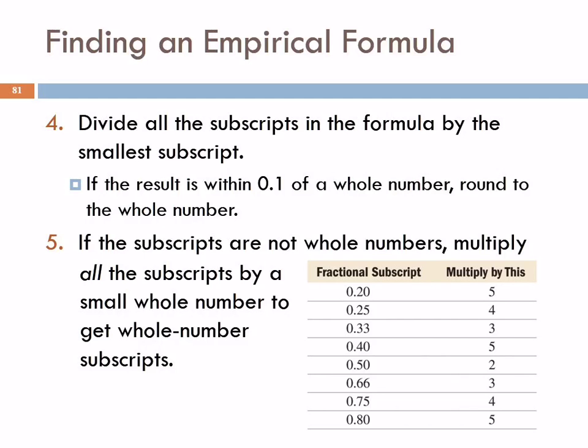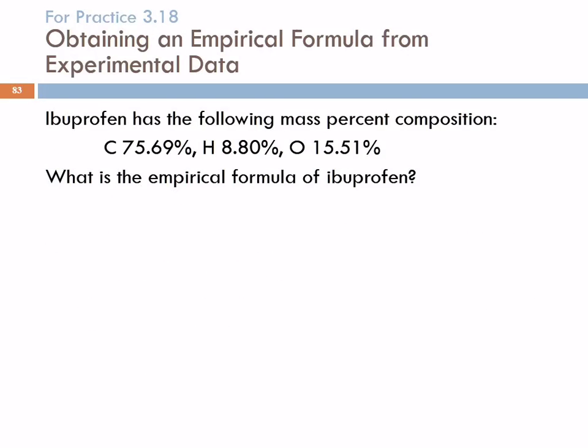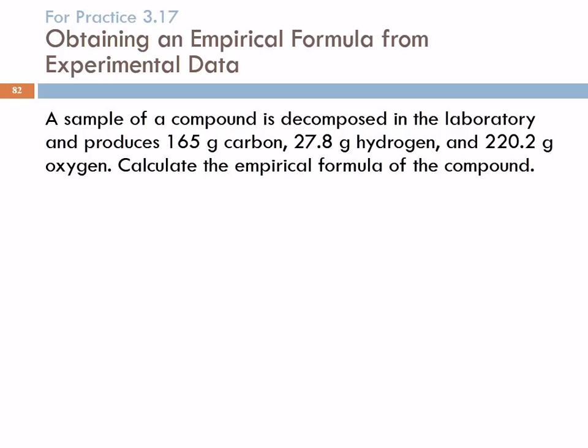Okay, so let's do a couple of examples, and hopefully this will become more clear. A sample of a compound is decomposed in the laboratory and produces 165 grams of carbon, 27.8 grams of hydrogen, and 220.2 grams of oxygen. Calculate the empirical formula of the compound. We can't just take the ratio of the masses. I mean, that would help us to establish the law of definite composition or something like that, but it's not going to give us a formula.